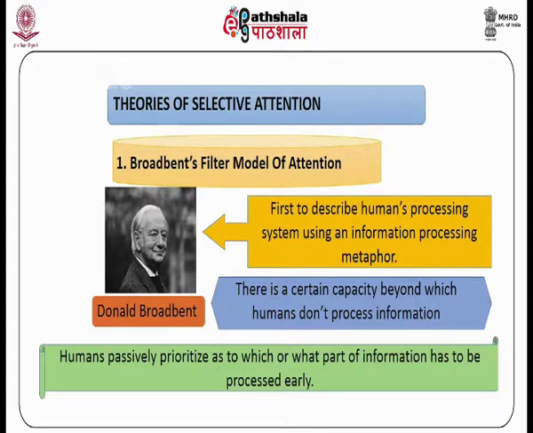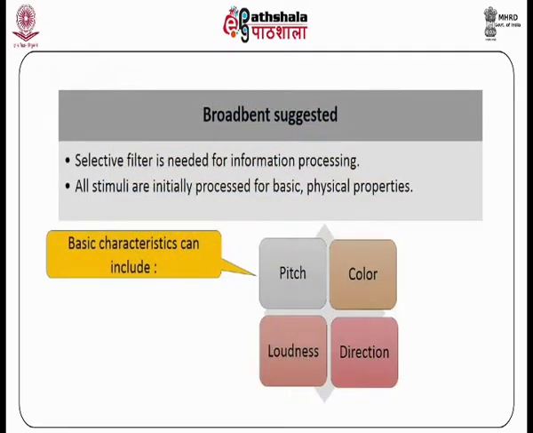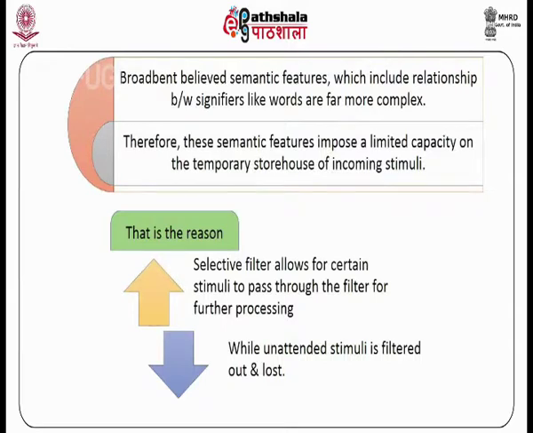Also, humans passively prioritize which information, or what part of information, has to be processed early as compared to the remaining information. Keeping in mind that the capacity is limited, Broadbent suggested that a selective filter is needed for information processing. He further stated that all stimuli are initially processed for basic physical properties. These basic characteristics can include pitch, color, loudness, and direction. Unlike the physical properties, Broadbent believed semantic features, which include the relationship between signifiers like words, phrases, etc., are far more complex. Therefore, these semantic features impose a limited capacity on the temporary storehouse of incoming stimuli.